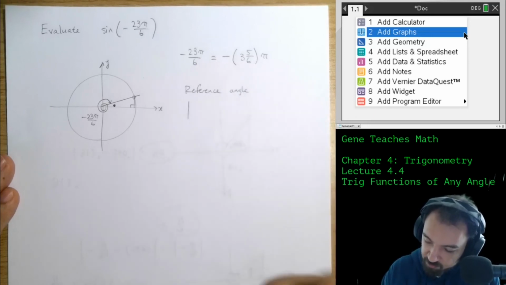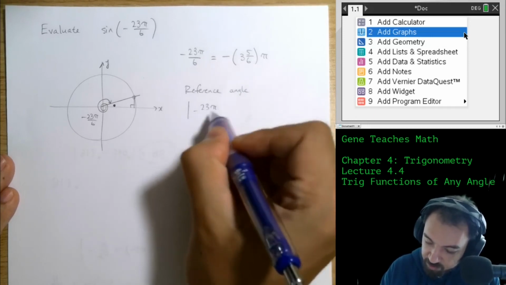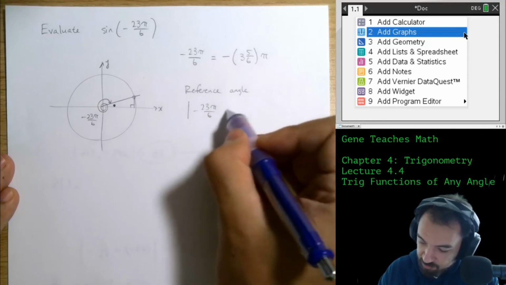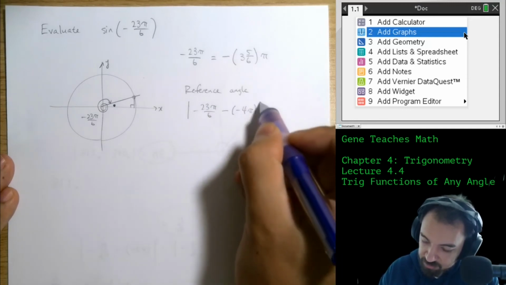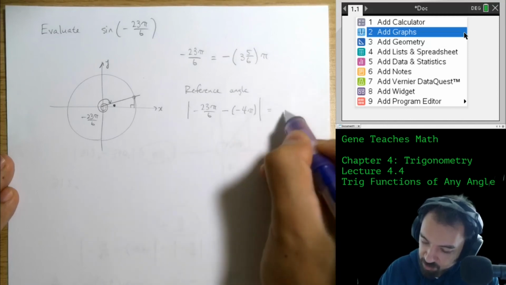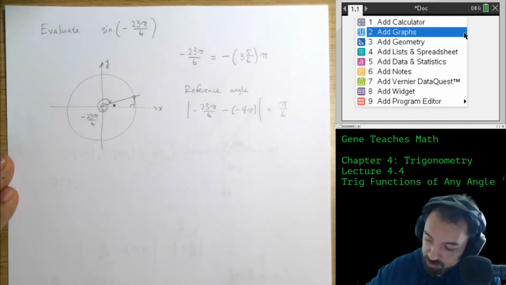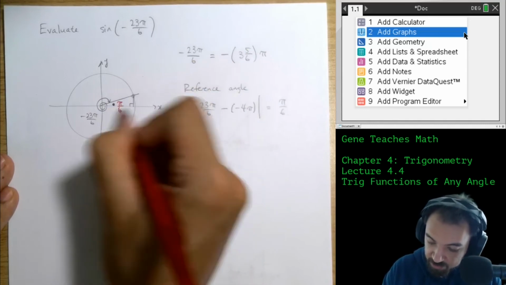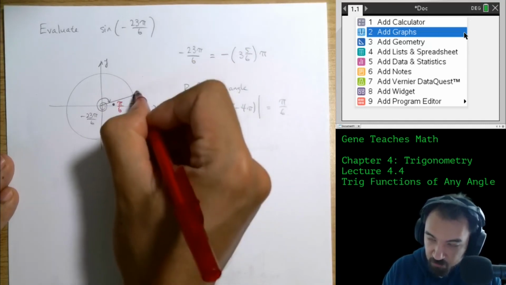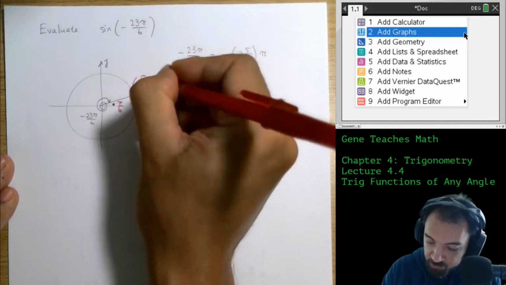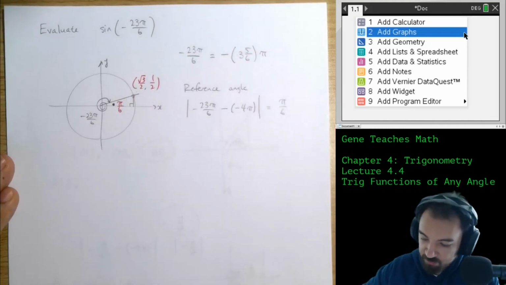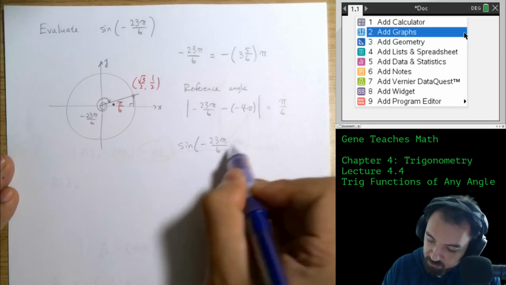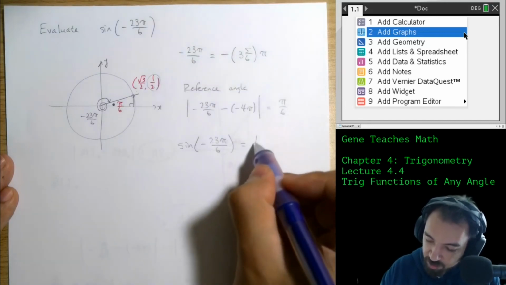we'll take the absolute value of the difference between negative 23 pi over 6 and the closest multiple of pi that gets us to the x-axis. So this is going to be minus negative 4 pi. That will come out to be positive pi over 6, and we know that in here, this reference angle is pi over 6, which then tells us that this triangle is going to have root 3 over 2, 1/2. So the x and y coordinates of the intersection with the unit circle are those values. So then we can immediately say, oh, then sine of negative 23 pi over 6 is just 1/2.